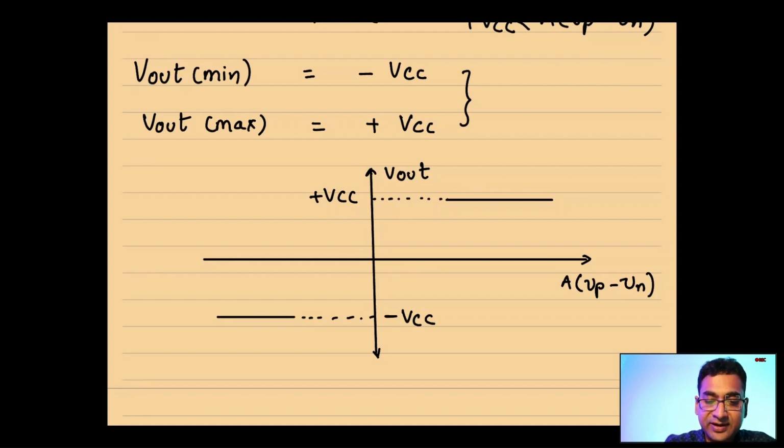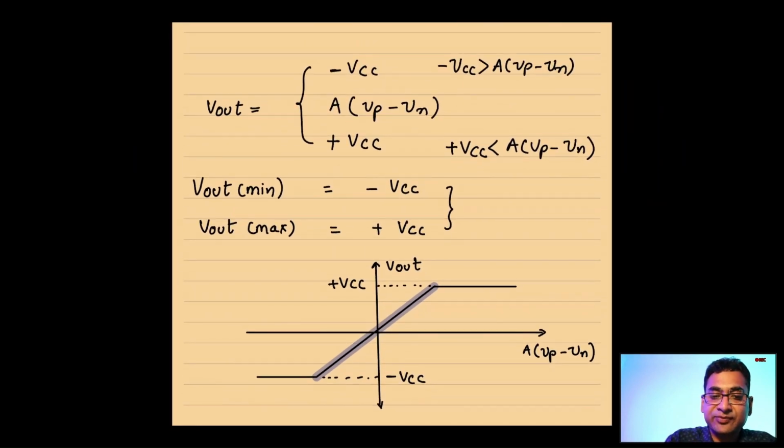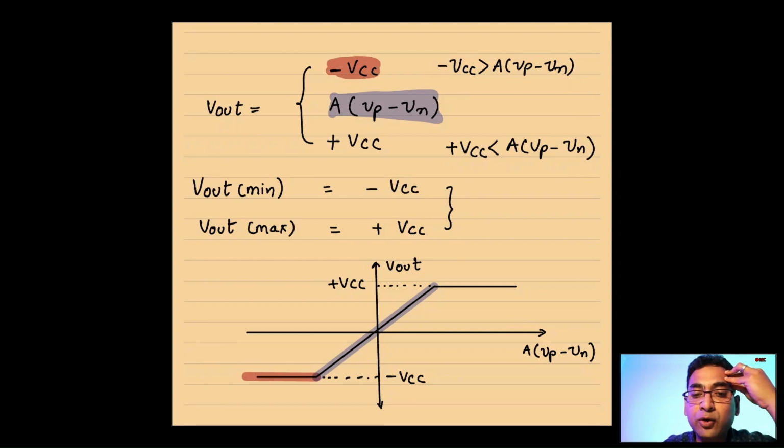Then in between these two values, the output is really going to have a slope. This region of operation, shown using the expression here, corresponds to the product of A times Vp minus Vn. Let's look at this one. This region of operation really corresponds to the minimum output possible.